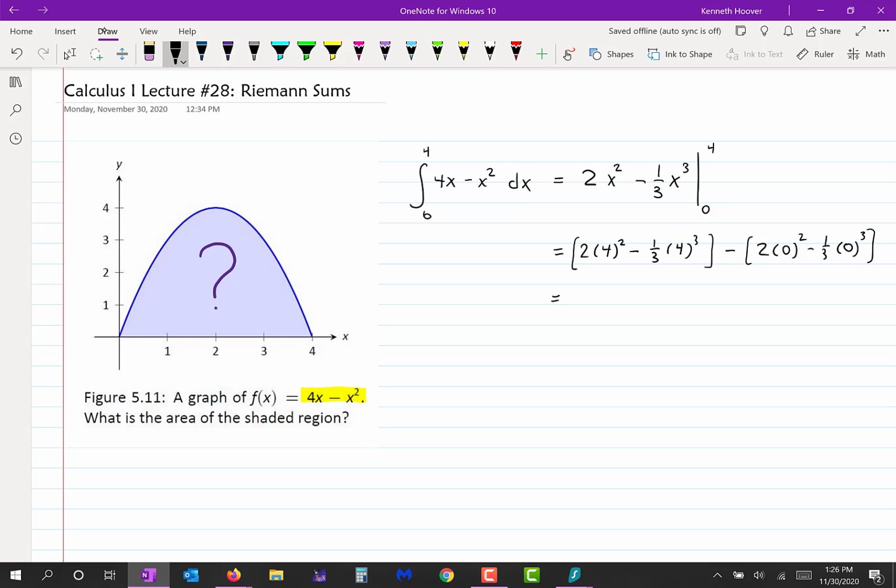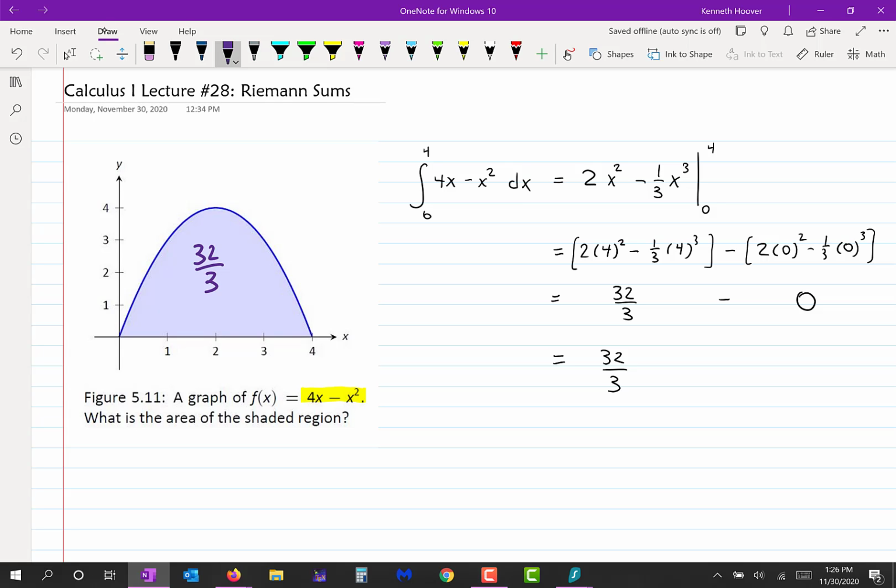And that equals, now there's just a little bit of arithmetic involved here. You can all work that out. It's going to come out to be 32/3. Okay, minus, and this one's obviously 0. And so our answer is 32/3. This is all from the previous lecture. That's the area under the curve, 32/3 of a square unit.